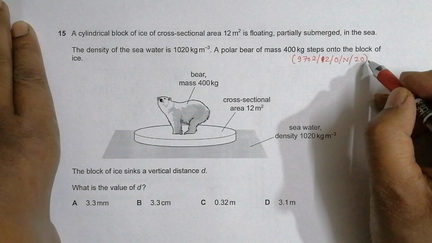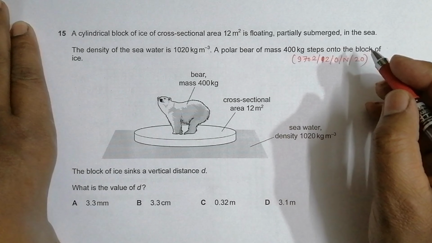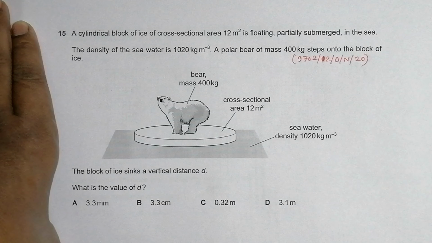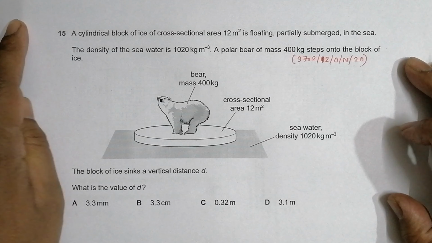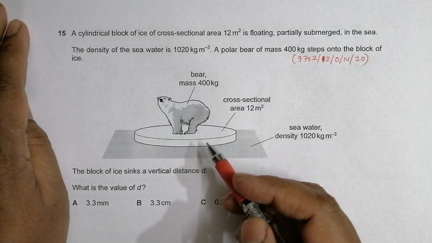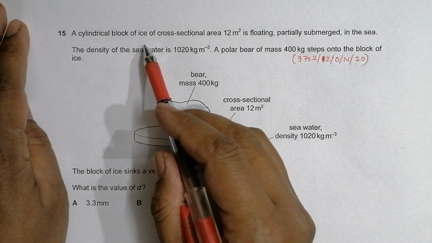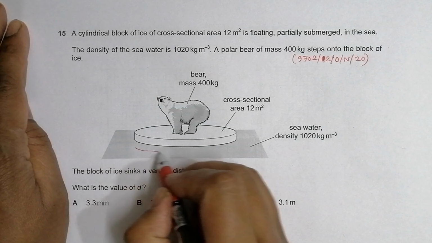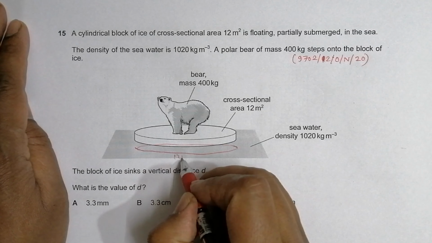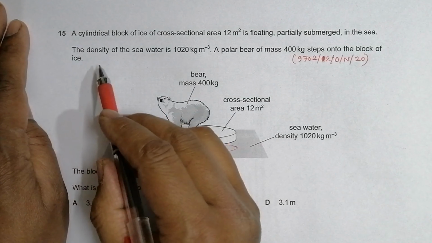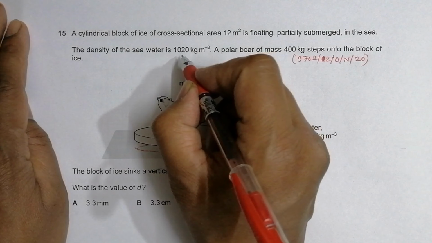Hello folks, so this is 2020 October November paper 1-2 and the question number is 15. It is about the chapter forces or pressure, we like to say, because it's concerned about floating of something. So it says that a cylinder block of ice, of a cross-sectional area 12 meters square, is floating, partially submerged in the sea. The density of sea water is 1020 kg per meter cube.